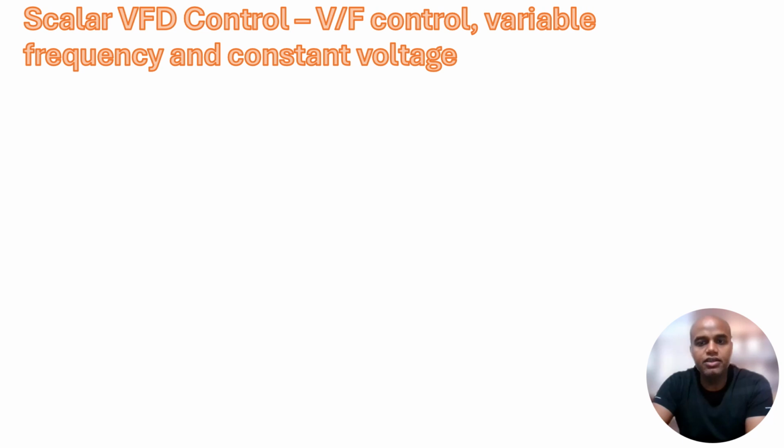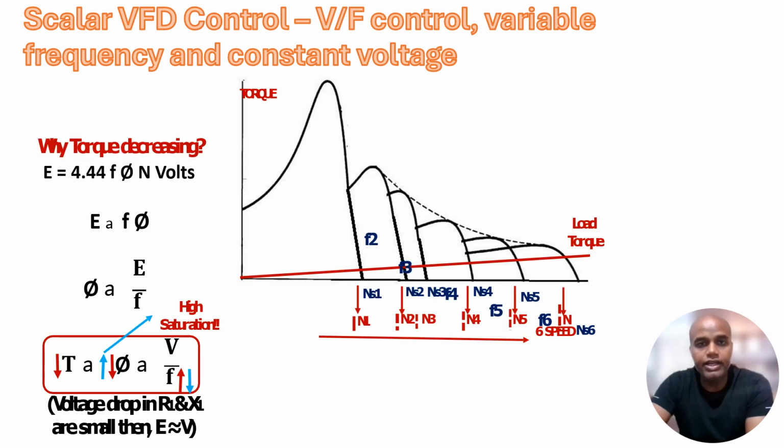So let's first understand the scalar method and how it works. It was very popular earlier, and it is still deployed where precise control over speed and torque is not required, for applications like fans and pumps. There we can easily deploy V by F control. It is very simple to implement and does not involve any complexity. First let's understand how the principle works under V by F control.